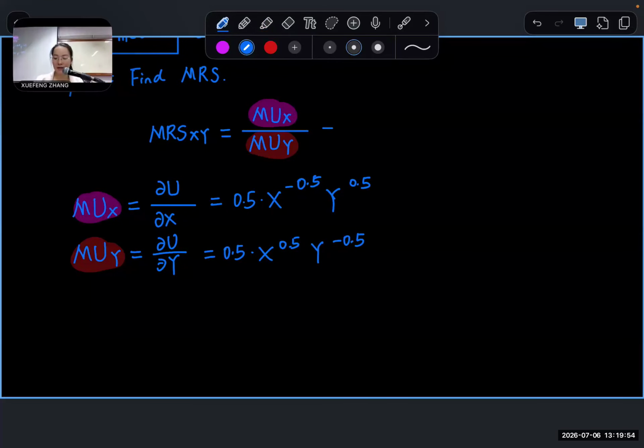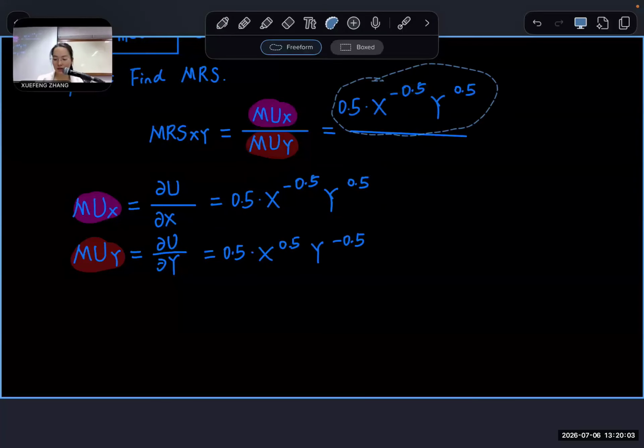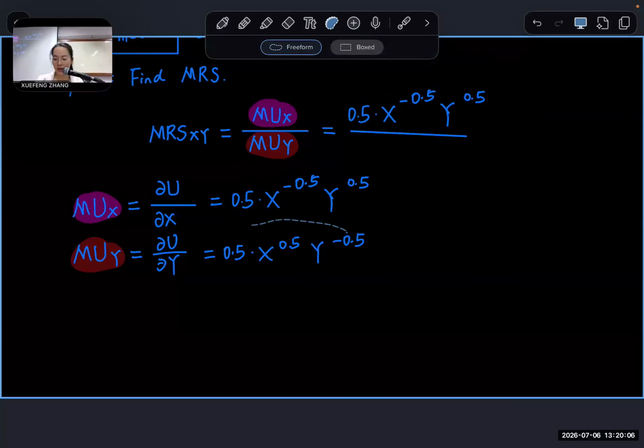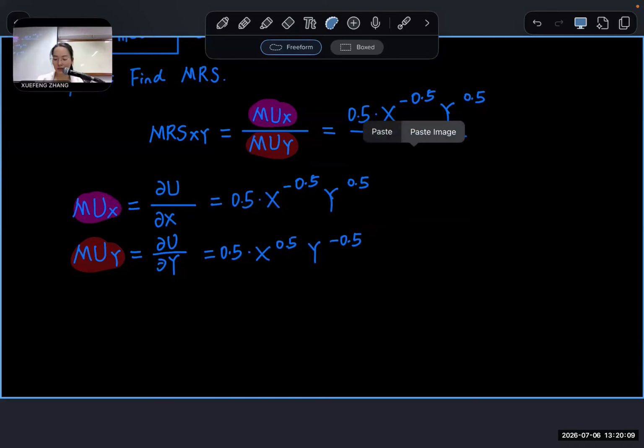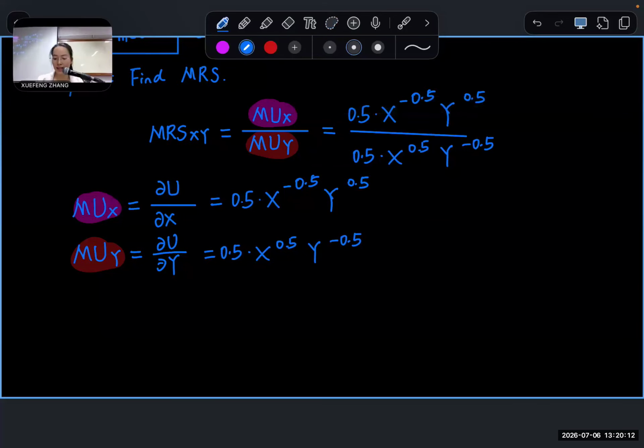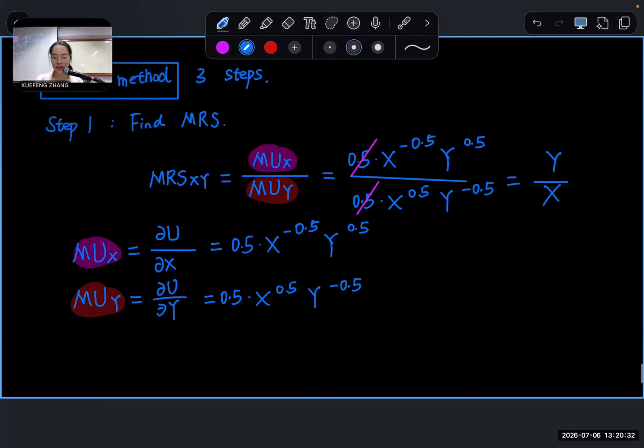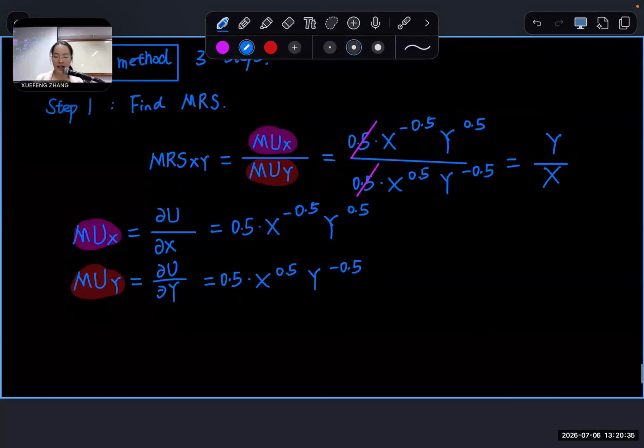So here we have, let me just copy it, this is MUX, and we have MUY here. Then let's cancel out what we can cancel out, the half. Actually, it's the same logic as Lagrangian. So here it equals Y over X. This is the MRS of XY. This is the first step. We're going to find the MRS.